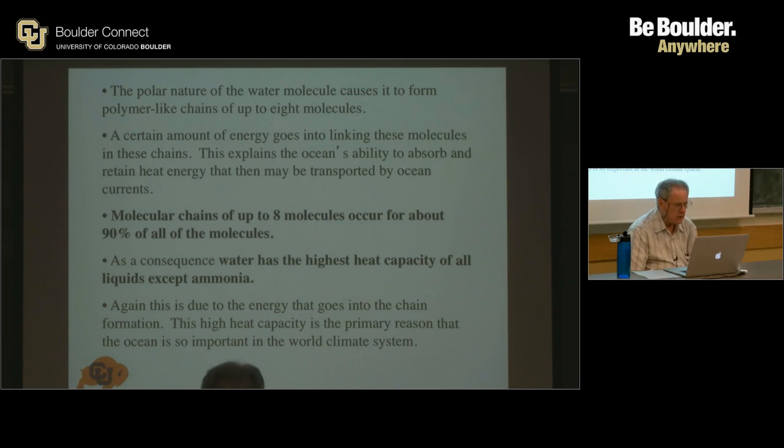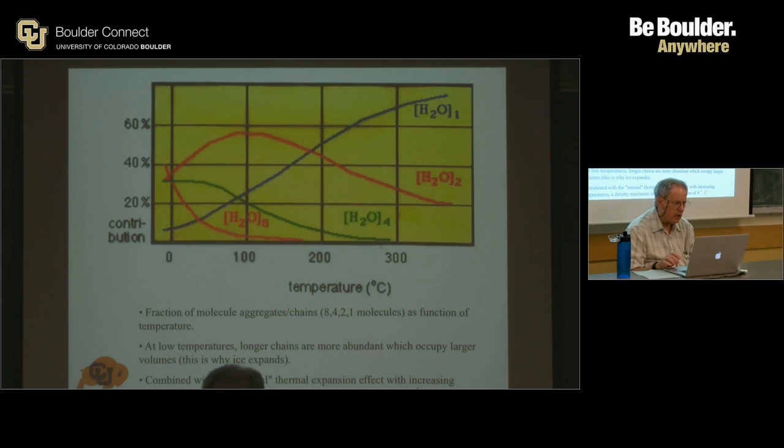So this is the energy that goes into this heat capacity, into the chain formation. This shows you a fraction of molecular chains, aggregates, as functions of temperature. And what you're going to find is the two processes, if you contrast breaking down the chains and thermal expansion, water ends up having a maximum density at 4 degrees C.